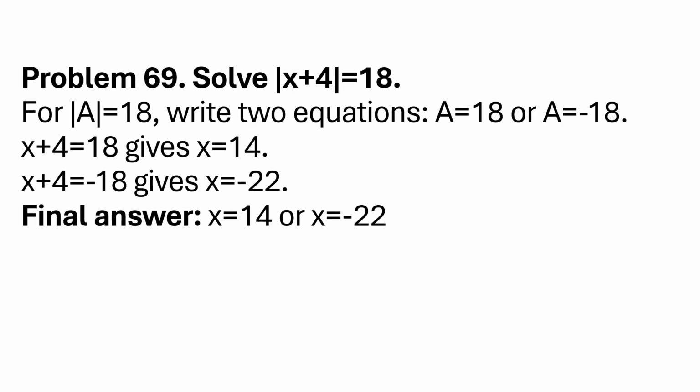We are asked to solve the absolute value equation: absolute value of x plus 4 equals 18. Absolute value equations produce 2 cases. Case 1, x plus 4 equals 18. Solving gives x equals 14. Case 2, x plus 4 equals negative 18. Solving gives x equals negative 22. Therefore, the solutions are 14 and negative 22.